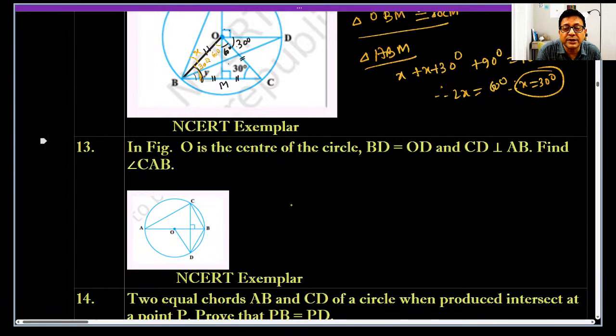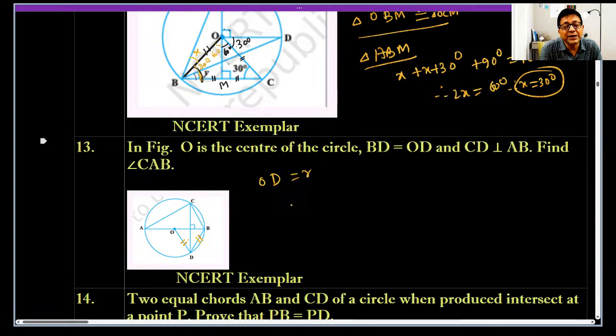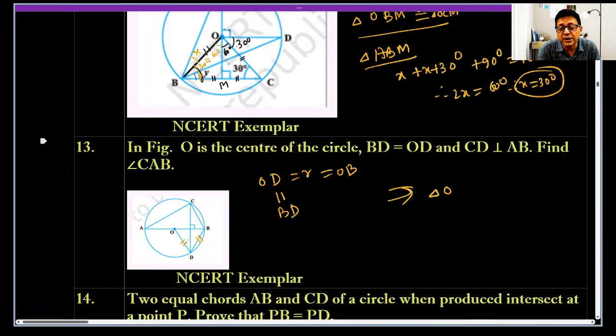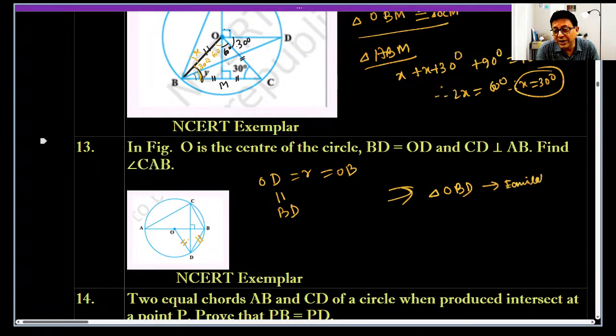One important piece of information is there, that BD is equal to OD. There is a catch. BD equal to OD means BD is also a radius. So in this picture, what do you observe? OD is equal to the radius, that is equal to OB. Now you said OD is equal to BD, given over there. So this implies triangle OBD is equilateral.